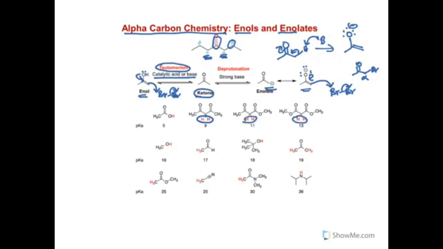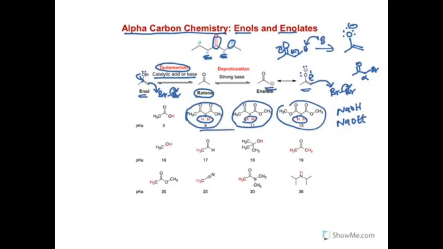So for example, if we look at the diketone here, or we can look at the acetoacetate or the diester here, their pKa's range from 9 to 13, which means we can use sodium hydroxide or we can use sodium ethoxide, that is any alkoxide, to be able to fully deprotonate these compounds.